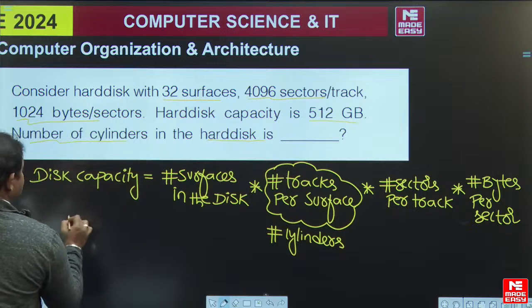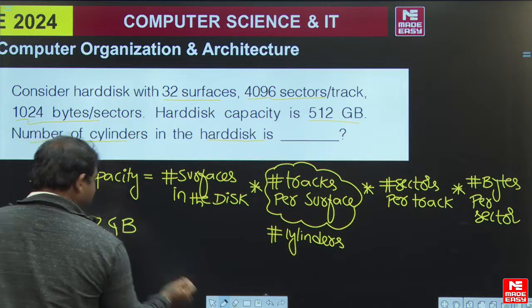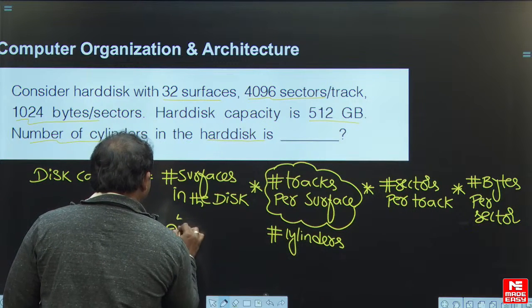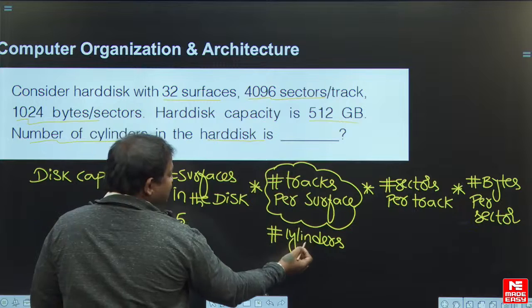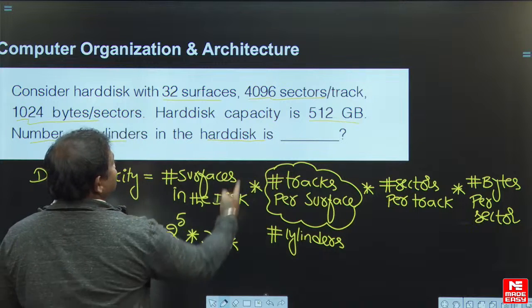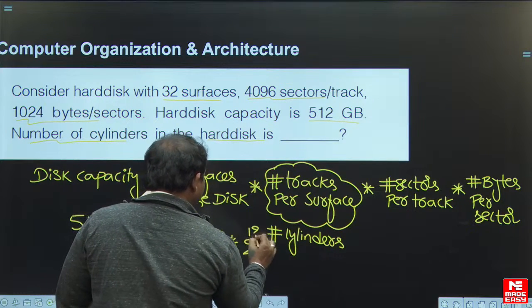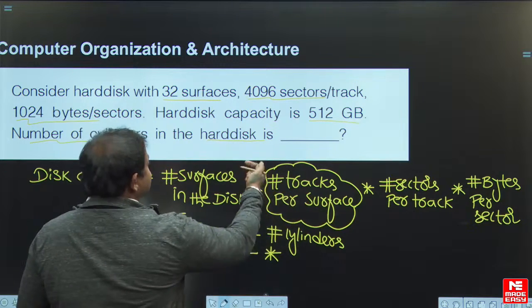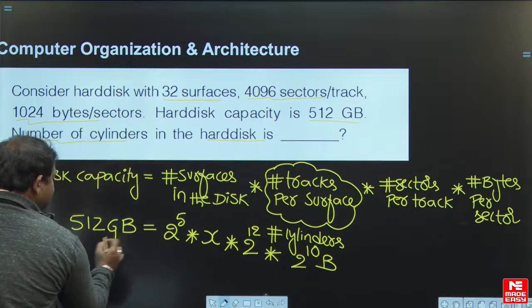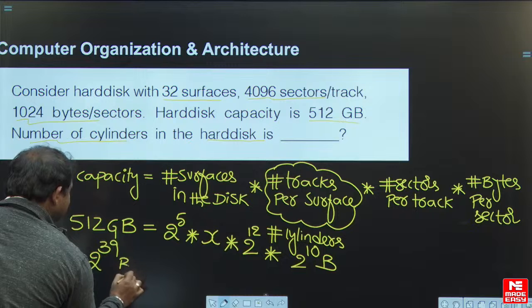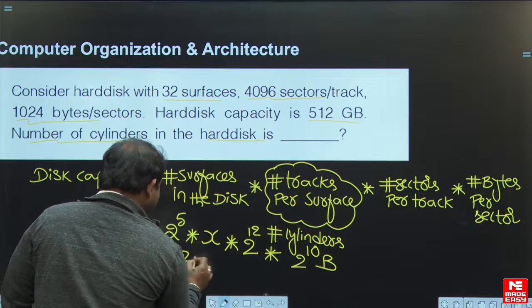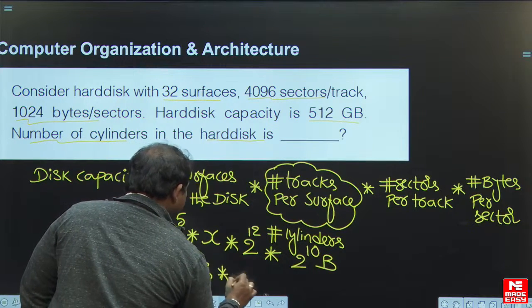So 512 GB is the capacity given, right? Number of surfaces 32, that means 2 power 5, into number of tracks per surface, that we need to find out, name it as x, into number of sectors per track, see this 4096, that is 2 power 12, into number of bytes per sector, that is 1024, 2 power 10 bytes. Clear? So this is equal to 2 power 39 bytes. This is the total capacity. Then this is 2 power 27 bytes into x.